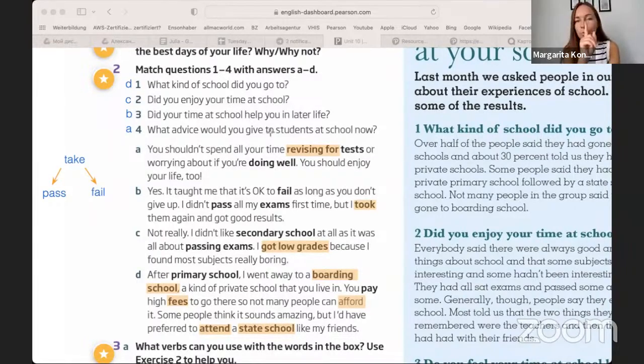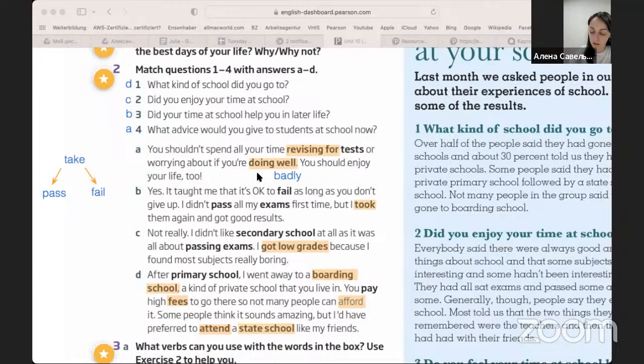So this worrying. And you shouldn't spend all the time revising for tests or worrying about if you are doing well. And we can do well at the exams. That means get something positive. And we can do bad. Doing badly. Нам нужно наречие. Badly. You should enjoy your life too. That is such a good idea. Right.